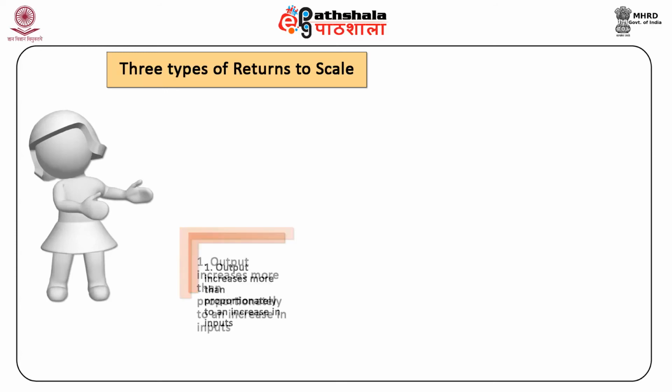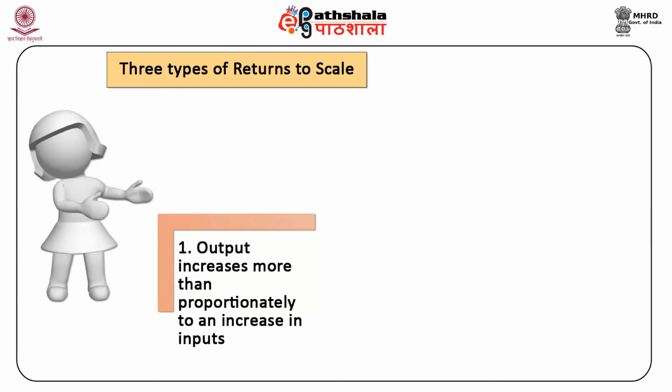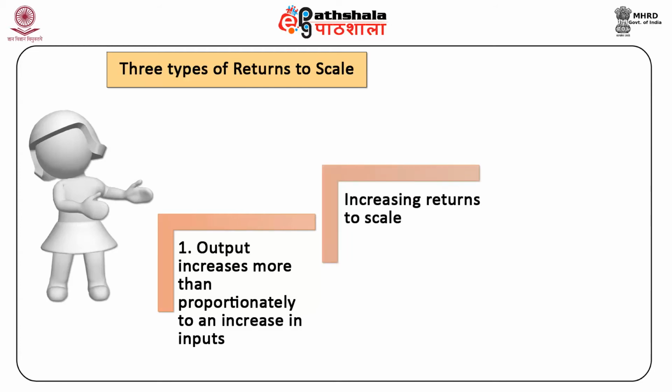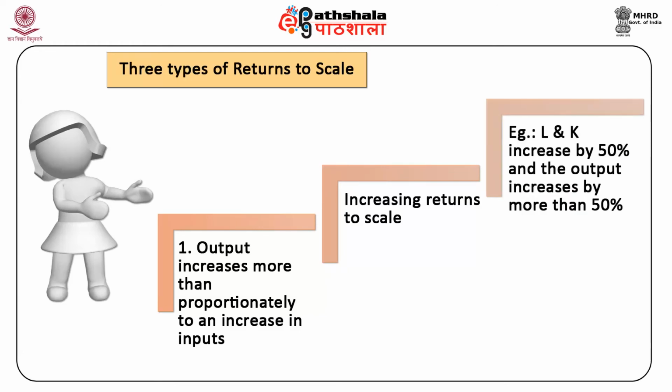First, when output increases more than proportionately to an increase in inputs, then it is known as increasing returns to scale. For example, if labor and capital both increase by 50% and correspondingly the output increases by more than 50%, then it is known as the increasing returns to scale.